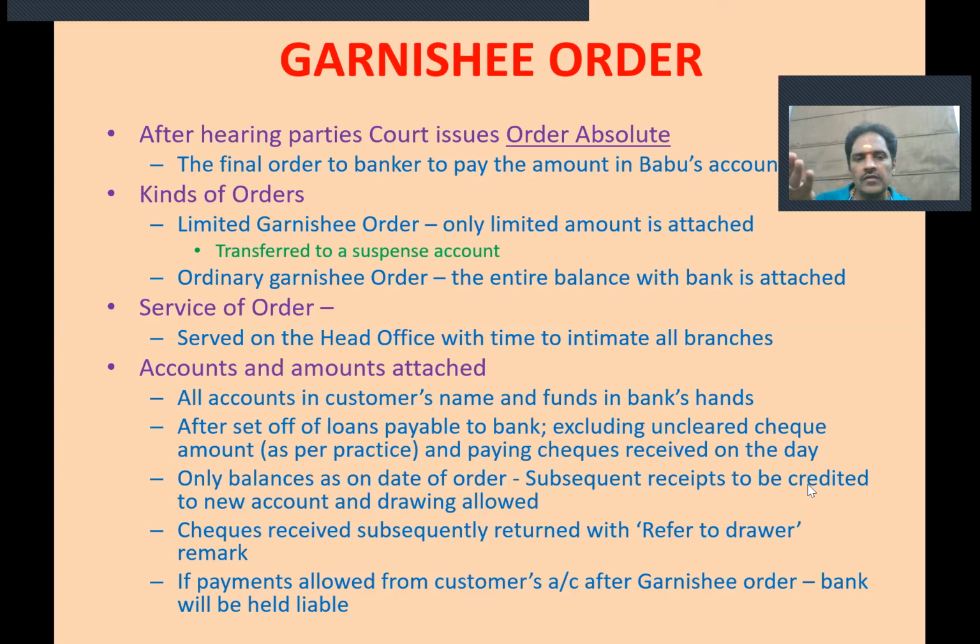But the moment a garnishee order is received, all accounts in the customer's name and the funds in the bank's hands have to be frozen. The loans payable to the bank have to be set off, excluding uncleared amount. So imagine that I have an arrangement with the bank. I have given a check of 10,000 rupees that has to be received from, say, another bank. The bank may have a tendency to credit the amount. So that amount, or the checks that are supposed to be paid during the day, those amounts can be adjusted, and whatever is the actual balance on that particular day, that will be the amount which will be subject to the garnishee order. Then any checks received subsequently are returned with a refer to drawer remark.